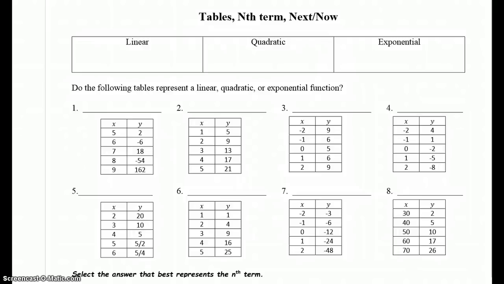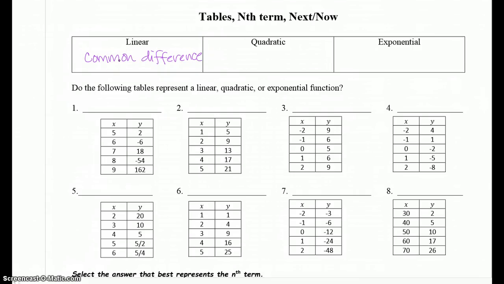So today we are going to talk about tables, nth terms, and next now problems. So first of all, let's talk about what a linear, a quadratic, and an exponential table might look like. Okay, for a linear table, you are looking for a common difference. So something is added or subtracted each time for the y values.